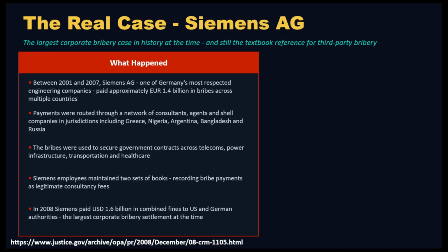It was the largest corporate bribery settlement in history at that time. The US prosecution was brought under the Foreign Corrupt Practices Act, even though Siemens is a German company, because the payments touched the US financial system, and that's where FCPA jurisdiction applied.